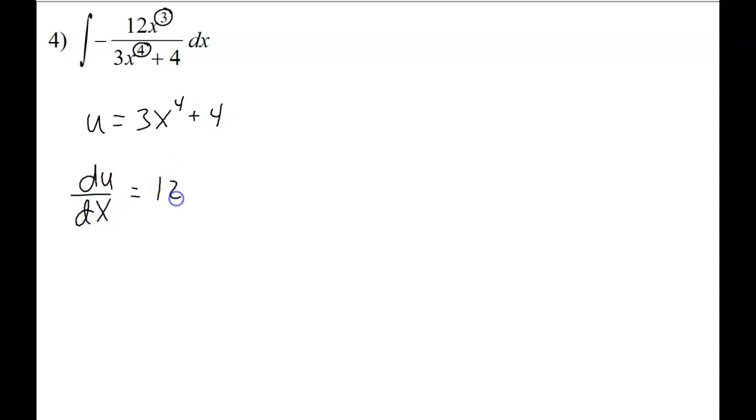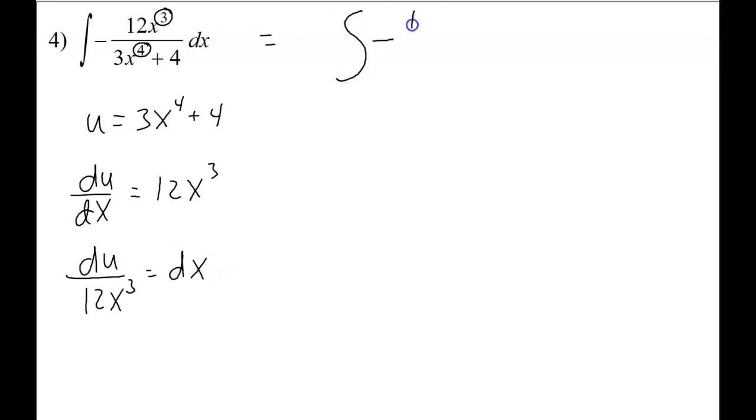Take the derivative. Get that dx by itself. Do your u-sub. I'm going to replace the entire bottom with u, and I'm going to replace the dx with du over 12x cubed. Now, sometimes these numbers won't cancel out all the way. Like the number on the bottom may not cancel anything out, but that's okay. Those numbers don't really matter. In this case, they do cancel out, but if you ever have something left over, numbers are okay.